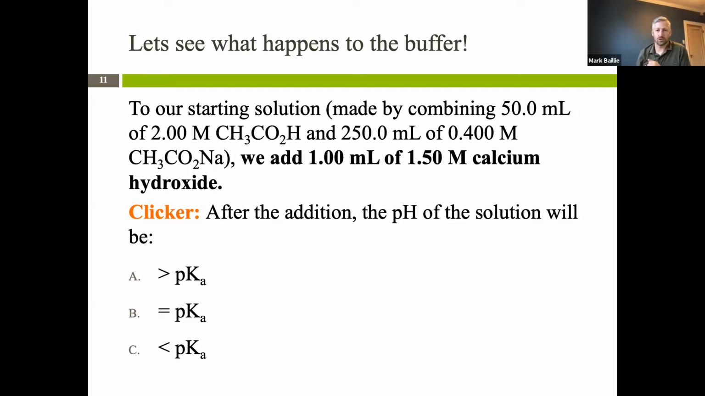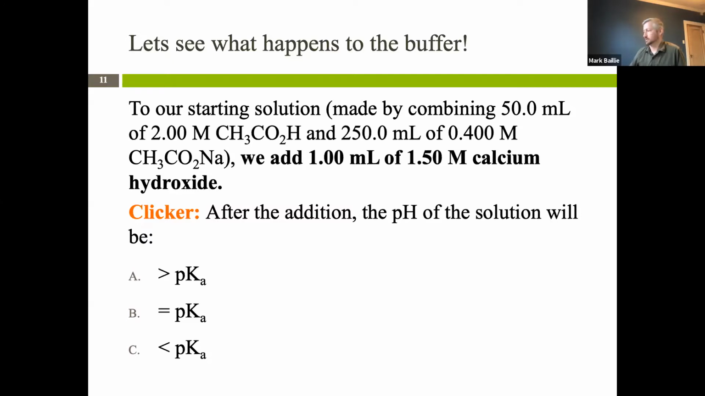Is it going to be greater, equal to, or less than pKa? And I'll give you 30 seconds to answer this, and then we're going to calculate it. Couple more seconds. So this is the mixture we just had, pH equals pKa. We're adding calcium hydroxide to it.